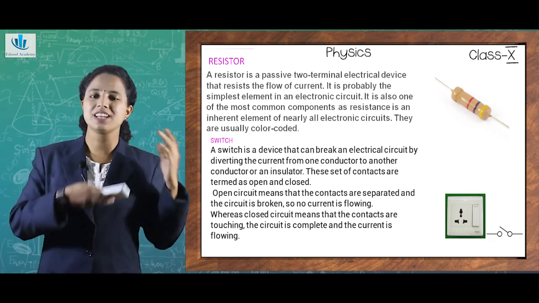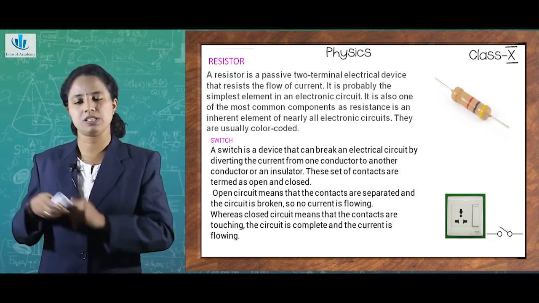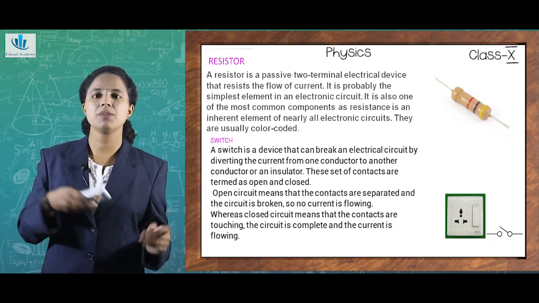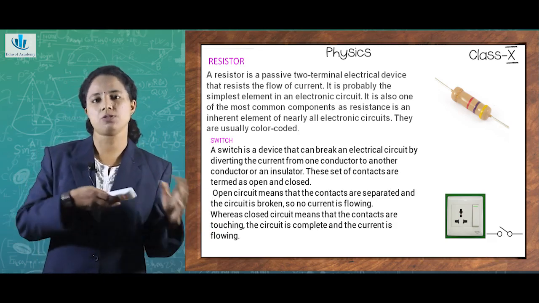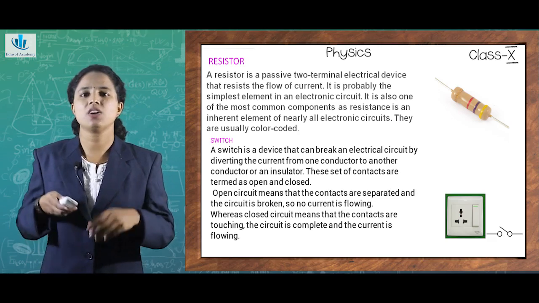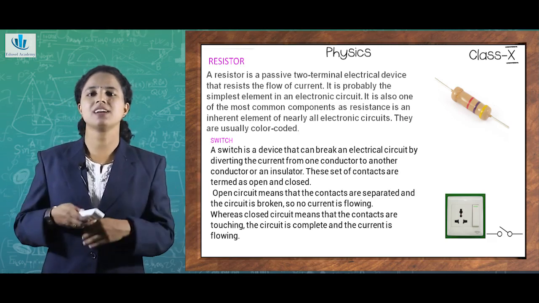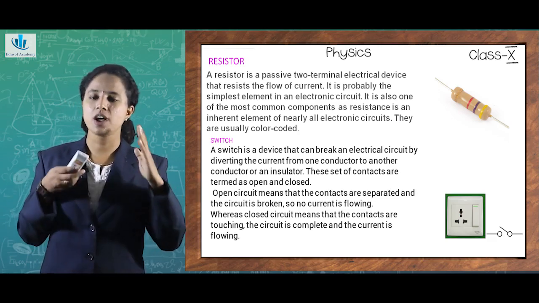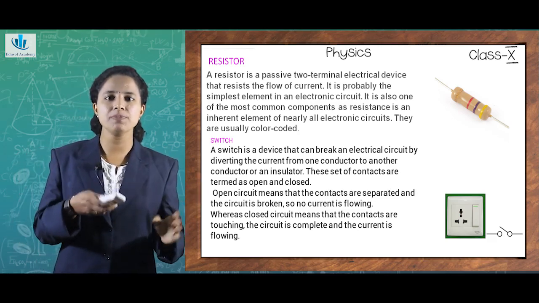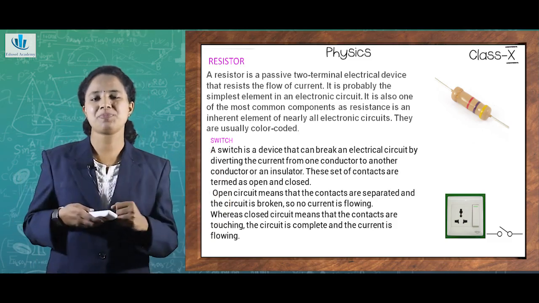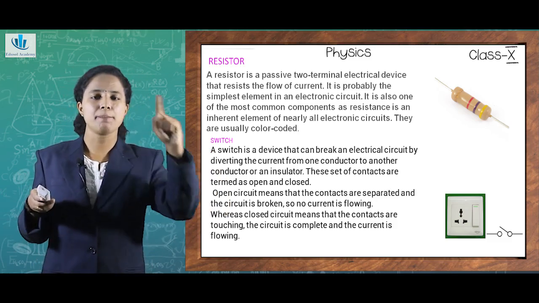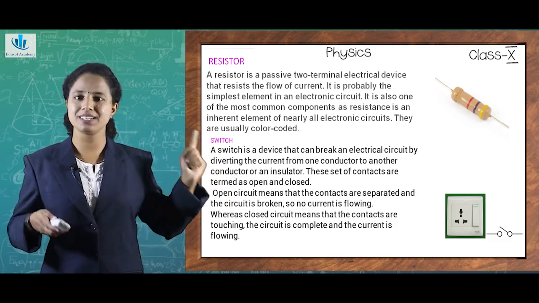So it can be either an open switch or a closed switch. According to the working of the switch, the circuit can be an open circuit or a closed circuit. So what do you mean by an open circuit? An open circuit means that the contacts are separated and the circuit doesn't work, or the circuit is broken. If the circuit is broken or not working, the current will also not flow. So what is the other one? A closed circuit means the complete loop or path is completed in the circuit.